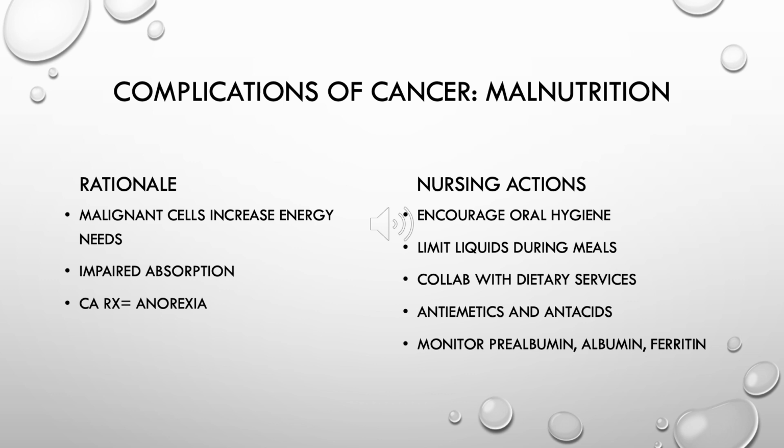Now, the next lab that is good is the albumin. The albumin tells you maybe a month, like how the nutrition's been in the past month. And then ferritin refers to their iron sources, because if they're not eating, they're probably going to become anemic as well.